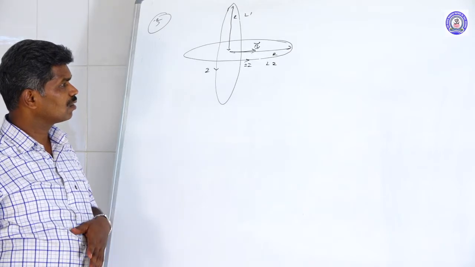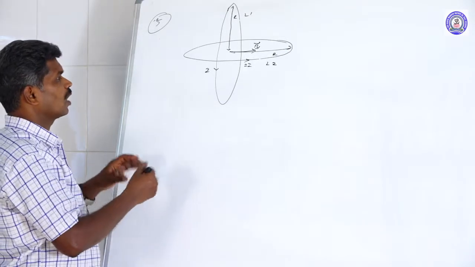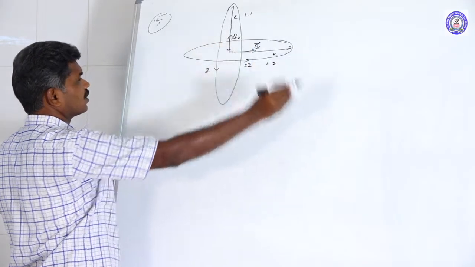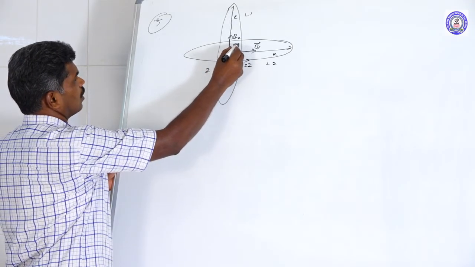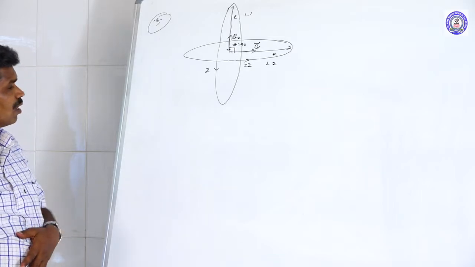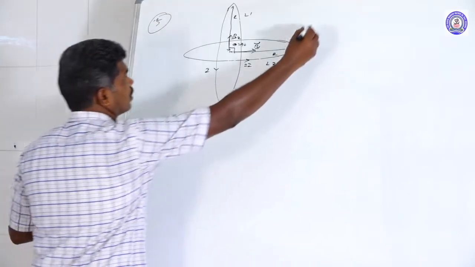The second coil produces a magnetic field that is upward. B2 is acting in this direction. So B1 and B2 are at right angles, theta making an angle of 90 degrees. First of all, we want to find each magnetic field.